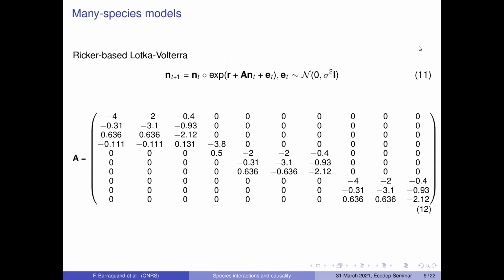Then we also wanted to have cases with higher dimensionality. So here we have, again, a Ricker-based Lotka-Volterra style of model, where you have an interaction matrix A, which I represent at the bottom. We have chosen to have a modular interaction matrix because many ecological networks are modular. And as you can see, the third module is independent from the rest, but the first two modules are connected.